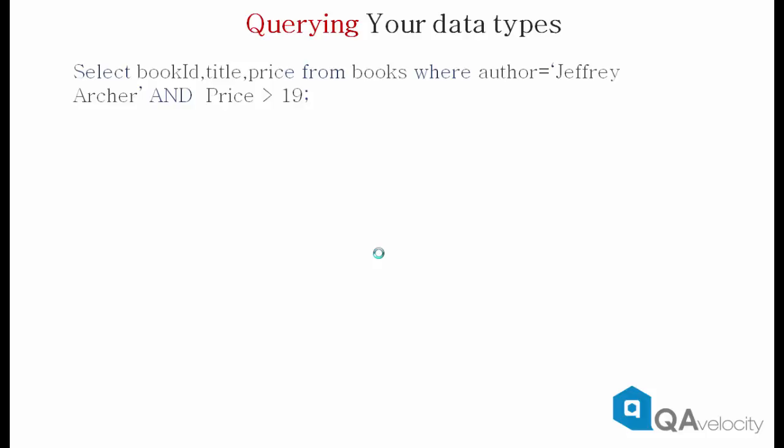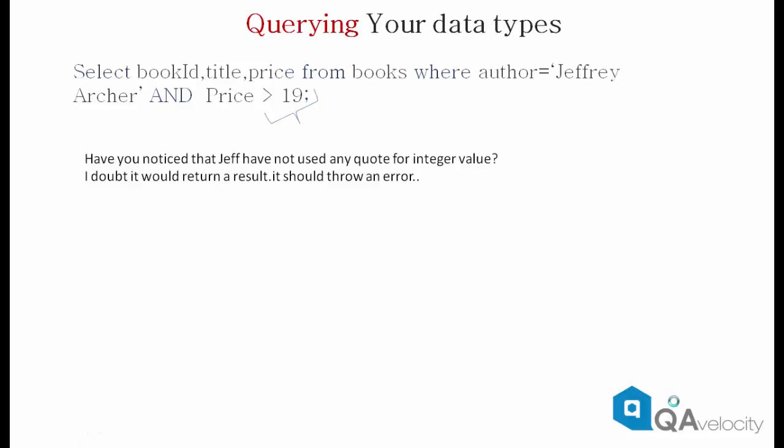And the query would be select book ID, title, price from books table where author equal to Jeffrey Archer and the price is greater than $19. So have you noticed that Jeff has not used any quotes for a numeric value? I doubt this query would return a result. It should throw an error, right?